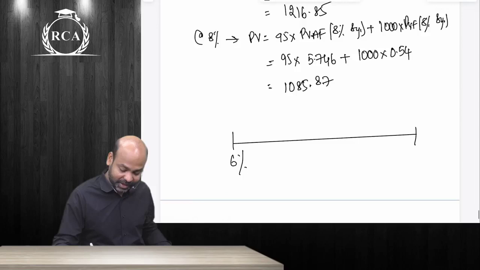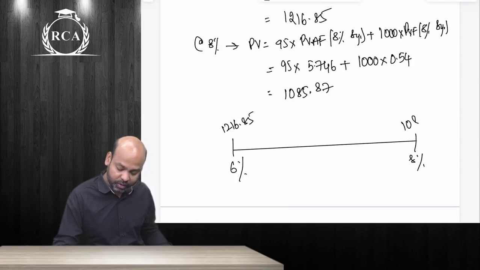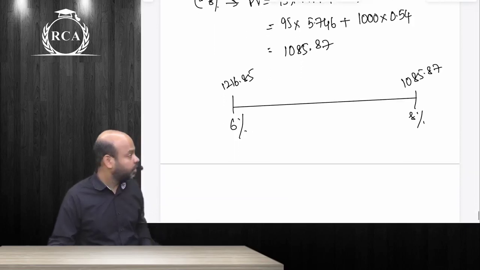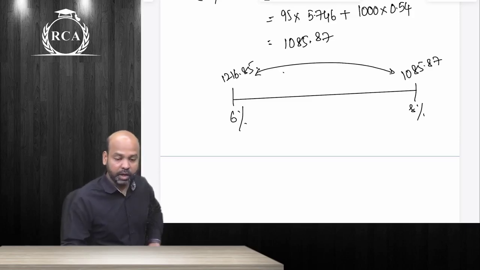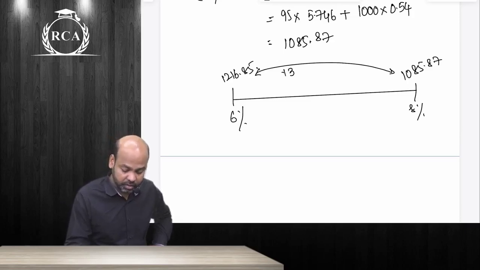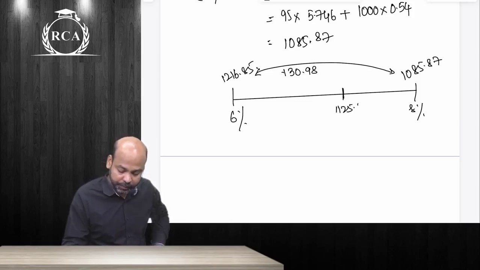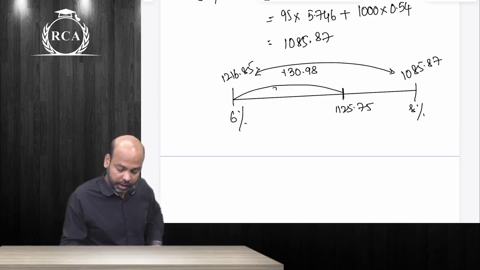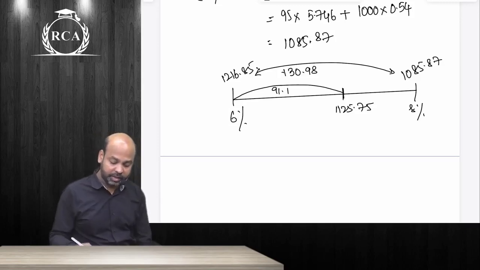At 6%, beta, it is 1216.85. At 8%, it is 1085.87. The total difference, beta, from here to here is how much? 130.98. You would want to stop at 1125.75. The difference that you want to start, beta, is 91.1. कहाँ से आ रहे बेटा 05 तुम्हारे को अभी?